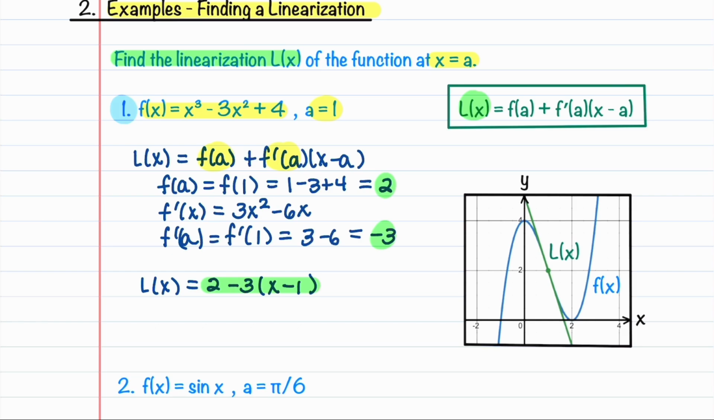Over here on the right, I have graphed our function f of x and then our linearization L of x. And notice that these two functions are almost identical at the point a is equal to 1. And that's how L of x can be used to approximate f of x.